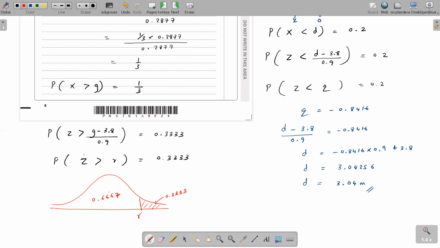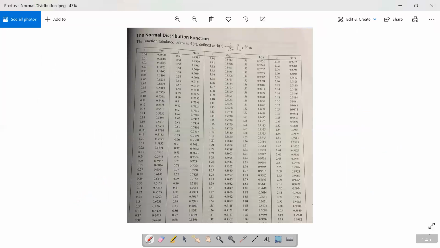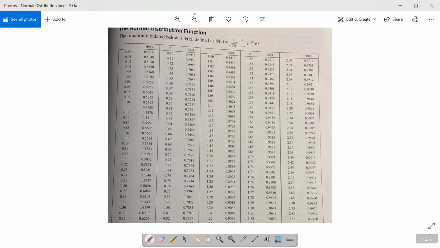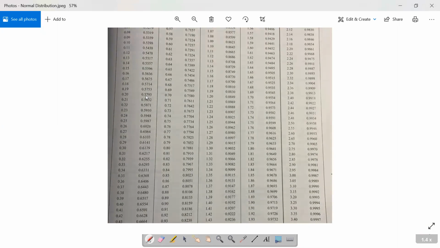Why am I taking behind? The table gives you the probabilities behind, not the probabilities in front. So here, children, the probability and the z columns are flipped. Okay, you all know the way to read this. The probability and the z columns, they are flipped. So what you have here is 0.6667. Search for the closest figure. The probability figure is the second one. The z value is given first. 0.6667. What's the closest figure?